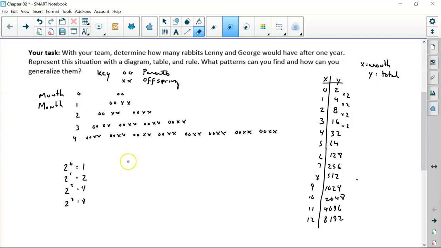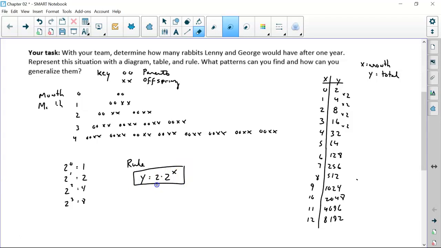So when we write a rule for this, and this is kind of the whole point of this section, our rule is going to be: to get these numbers to become the numbers in our table, we'd have to multiply them by 2. So our rule, y equals 2 times 2 to the x. That's our rule for this problem.